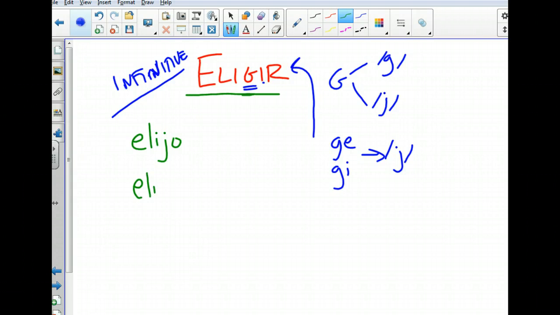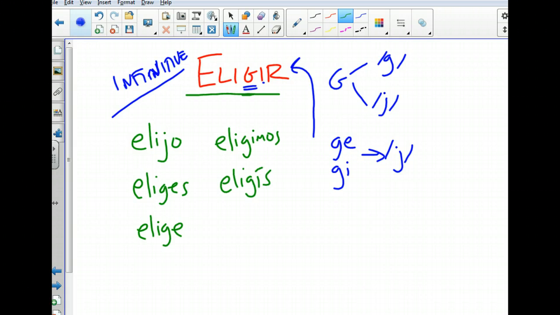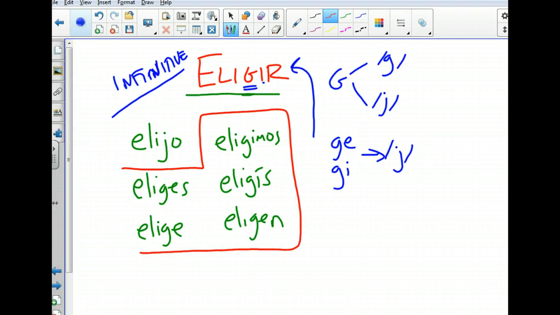Now, ¿qué pasa con las otras formas? Eliges, elige, eligimos, eligís y eligen. Lo que pasa es que en estas otras formas no hay ningún cambio. Son colores de la Navidad, Christmas colors. No hay ningún cambio because look what happens. The G, just like in the infinitive, is followed by an E or an I, so it's making the H sound. No need for a change.